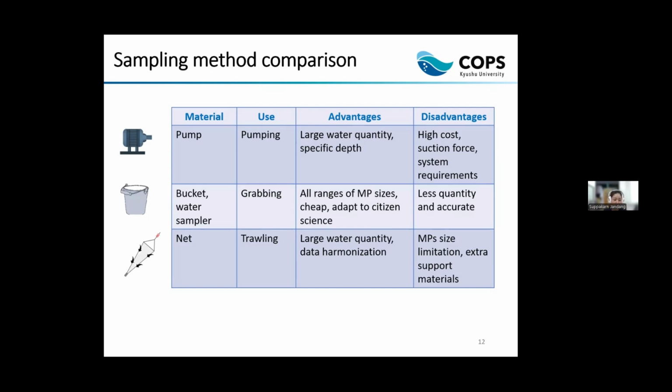And the last one, the net, I already told you, can collect a large volume of water and can be used for data harmonization as well, because there are many people working on that already. But they have some limitations, because of the size of the net that you design. For example, we use a 330 micron net size. So it limits your particle size as well. That gives you some idea of what kind of equipment you can use, so you can apply it to suit your own condition.